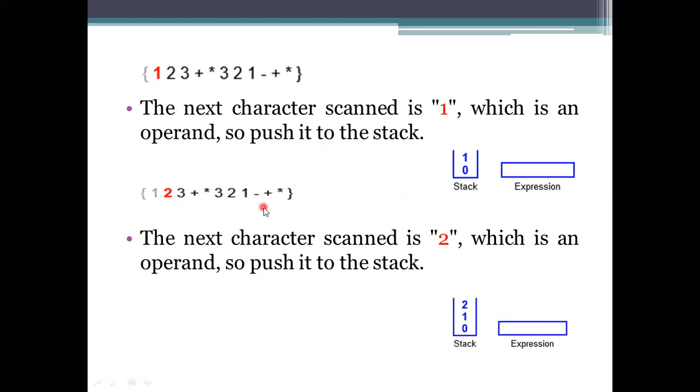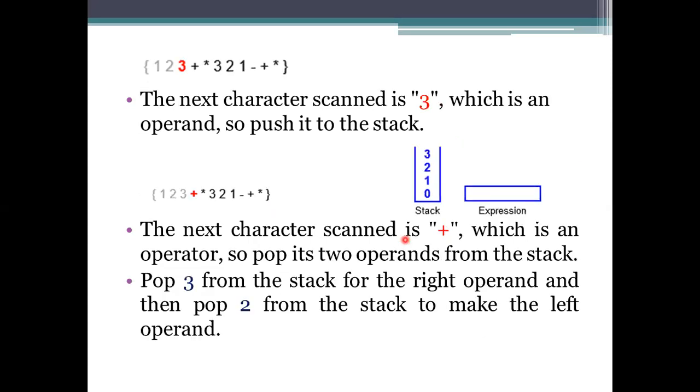And go for the next character. The next character scanned here is a 2. Is 2 an operand or an operator? It is a value, which represents an operand. Then we need to push. If you have any operand, just push it into the stack. We keep pushing values until we get another representation, that is, an operator. The next value is 3. That is an operand, so just push it into the stack.